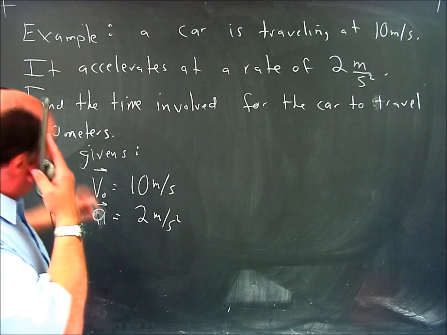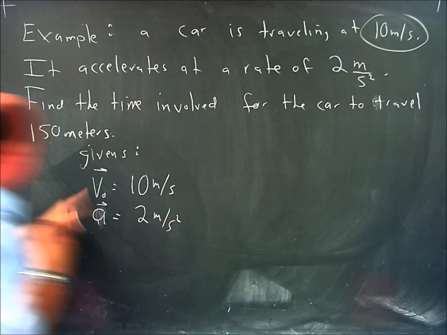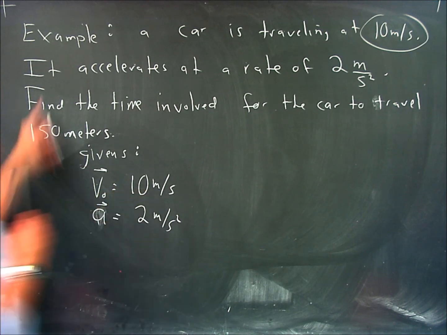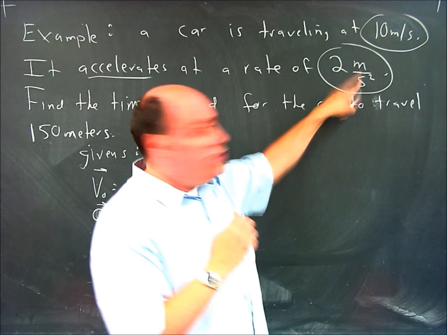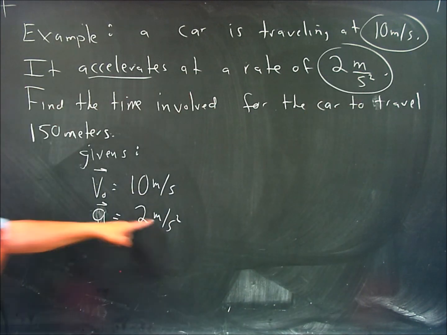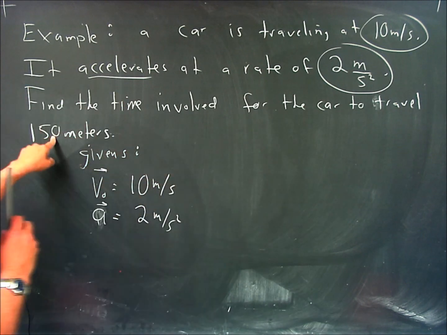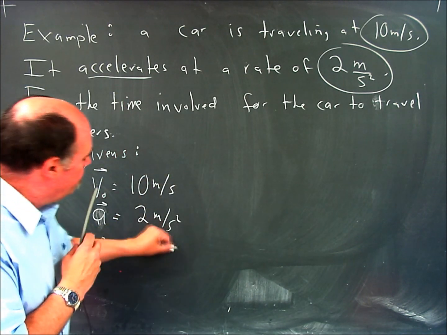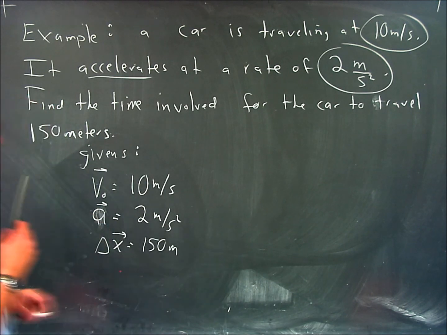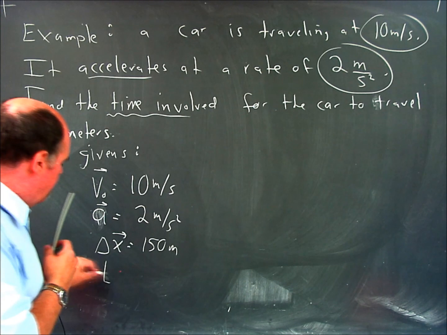As I write out the givens, I see the car is traveling at 10 meters per second, so that's my beginning velocity. So V initial is 10. It says the car accelerates, and once the units too, it'll tell you that's 2 meters per second squared. That's an acceleration rate right there. It says the car will travel a total distance of 150 meters, so that's delta x. And the thing they want to know is how much time is involved. So find the time. So they're asking us to find time.